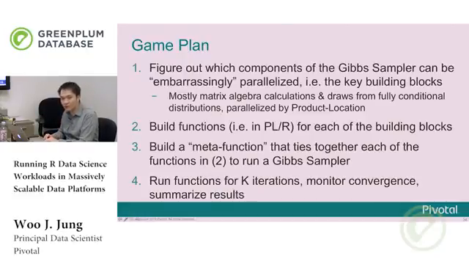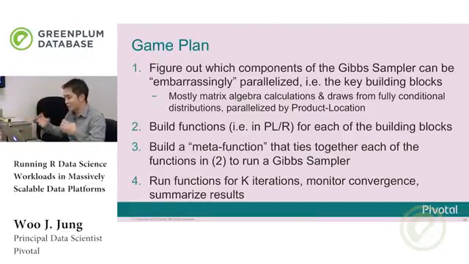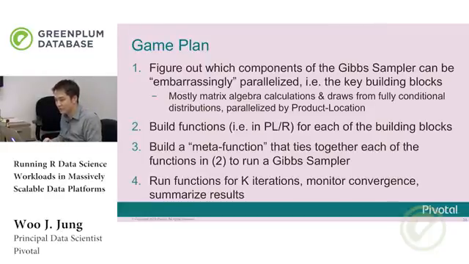Those are the parts that can be run in parallel inside of Greenplum, which will again increase the scalability of the overall algorithm and increase its performance for estimation. We then build a meta function that ties together each of the functions in step two, the building block functions, to run this meta Gibbs sampling routine inside of Greenplum database. This meta function is almost like an orchestration layer, where it tells which of these building block functions should be run at which point in time, and then gathers information as needed from the building block functions to aggregate and update the algorithm.